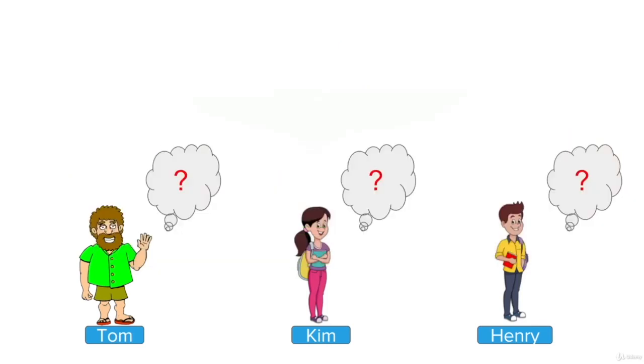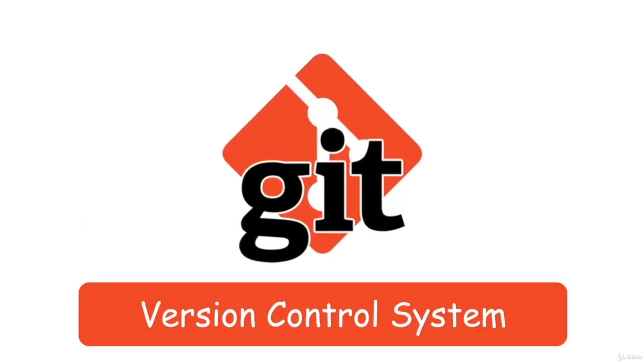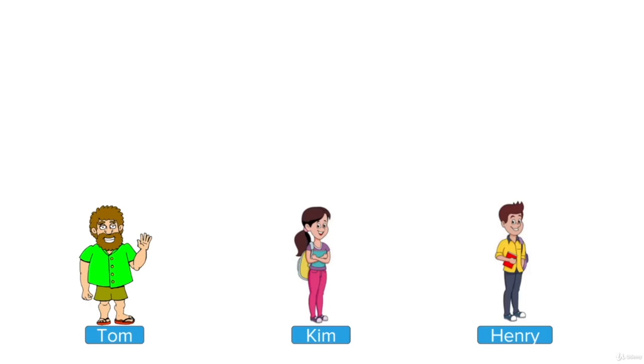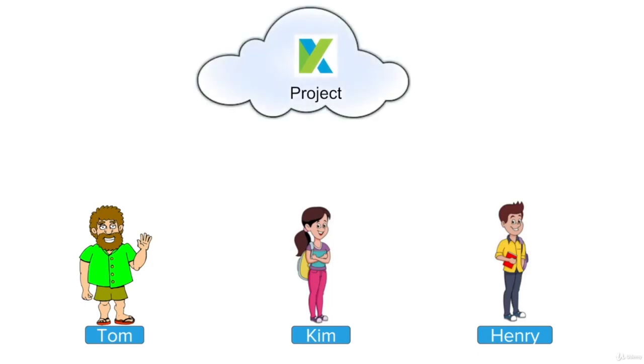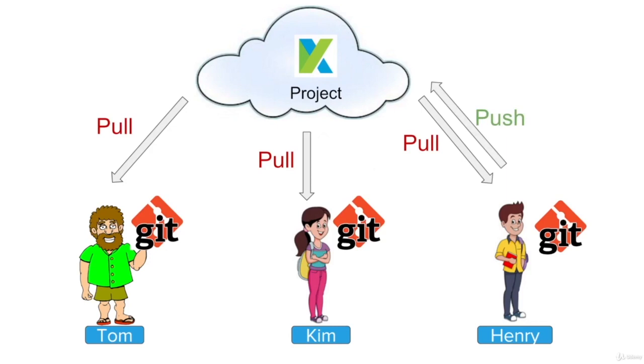So we are back with the same problem. What to do now? We need a solution which can manage all our changes and version controlling in an automated way. The answer is using a version control system like Git. Let us see what we can do with Git. So the team can put their project on a remote repository or any common location, and then every member in the team will install Git on their system. And then they can do a pull from the common repository, so they will get a local copy of the project, and then they can work on their local copy, and whenever they want, they can push it back to the remote repository, and Git will take care of all the changes and version controlling.